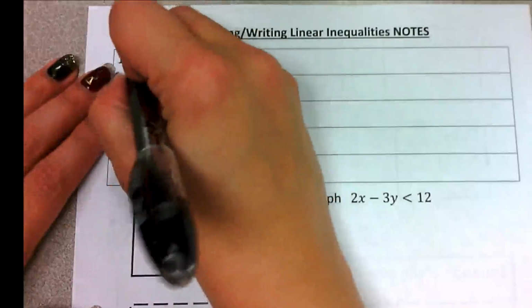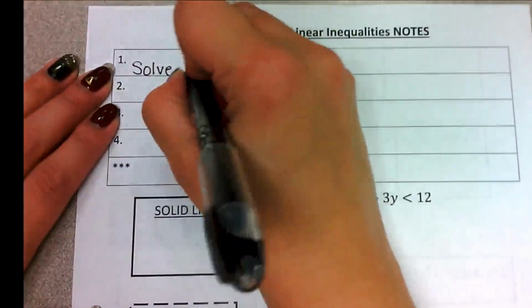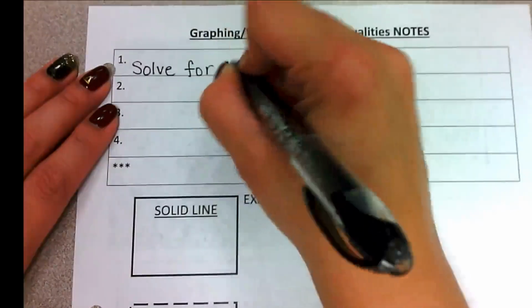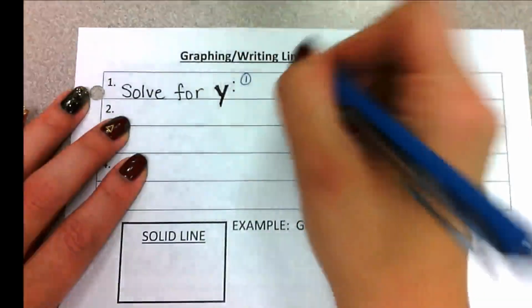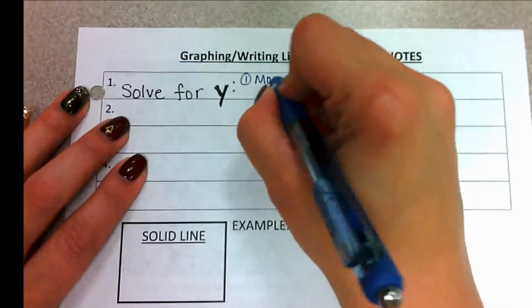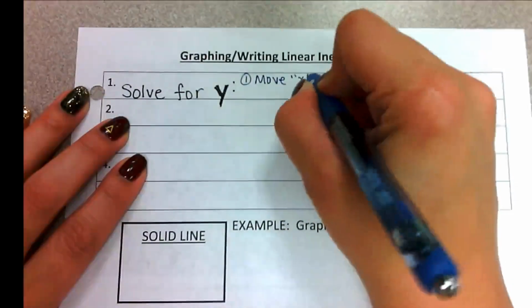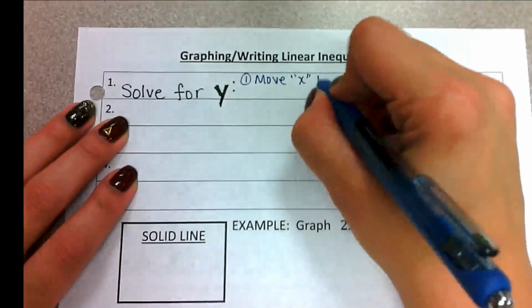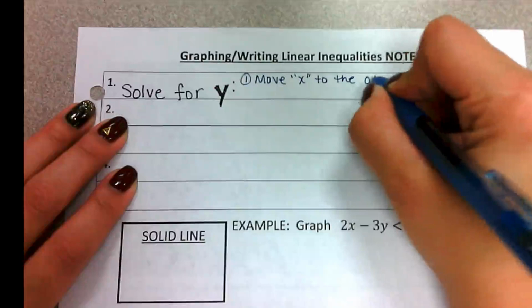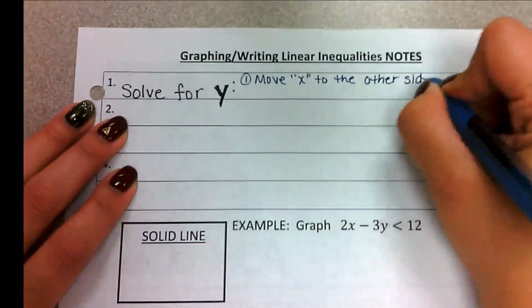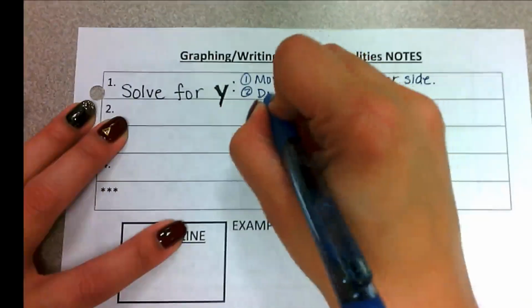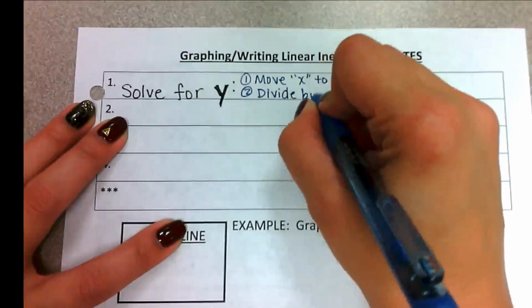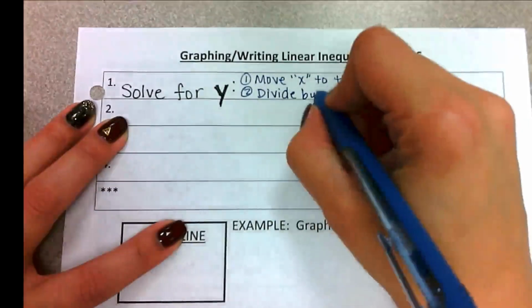So, first and foremost, we're going to solve for y. We're going to do that by moving x to the other side. And then we're going to divide by y's coefficient.